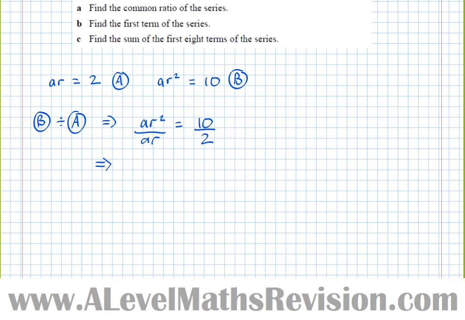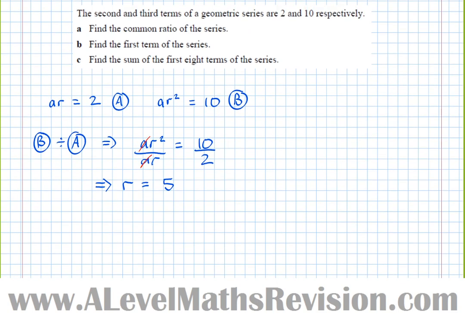And we can see that a little bit of cancellation happens there. A divided by A is 1, so we might as well not write that. And R squared divided by R is R, so R equals 5. By dividing those two equations, and this will work every time when you're given similar pieces of information in a question like this, dividing one equation by another will eliminate A. So we've found the common ratio.